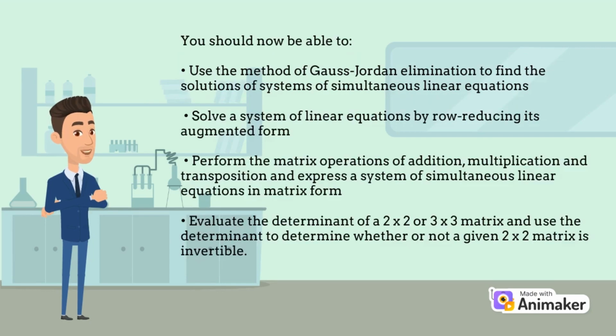You should now be able to use the method of Gauss-Jordan elimination to find the solutions of systems of simultaneous linear equations. Solve a system of linear equations by row reducing its augmented form. Perform the matrix operations of addition, multiplication, and transposition, and express a system of simultaneous linear equations in matrix form. Evaluate the determinant of a 2 by 2 or 3 by 3 matrix, and use the determinant to determine whether or not a given 2 by 2 matrix is invertible.